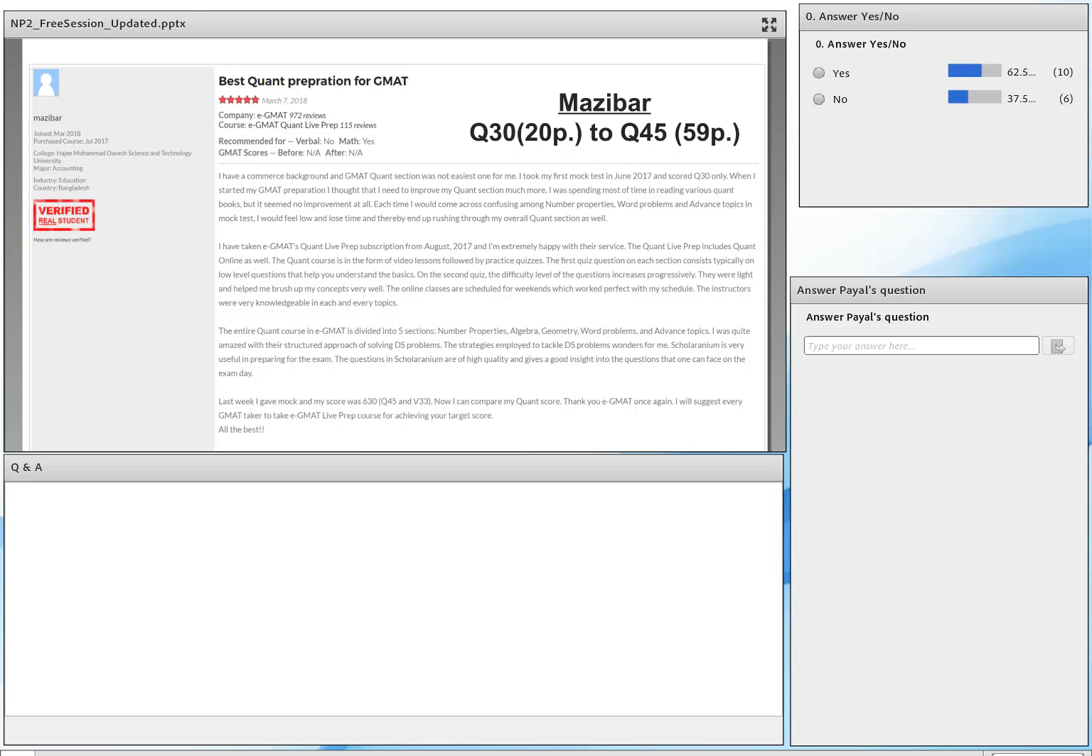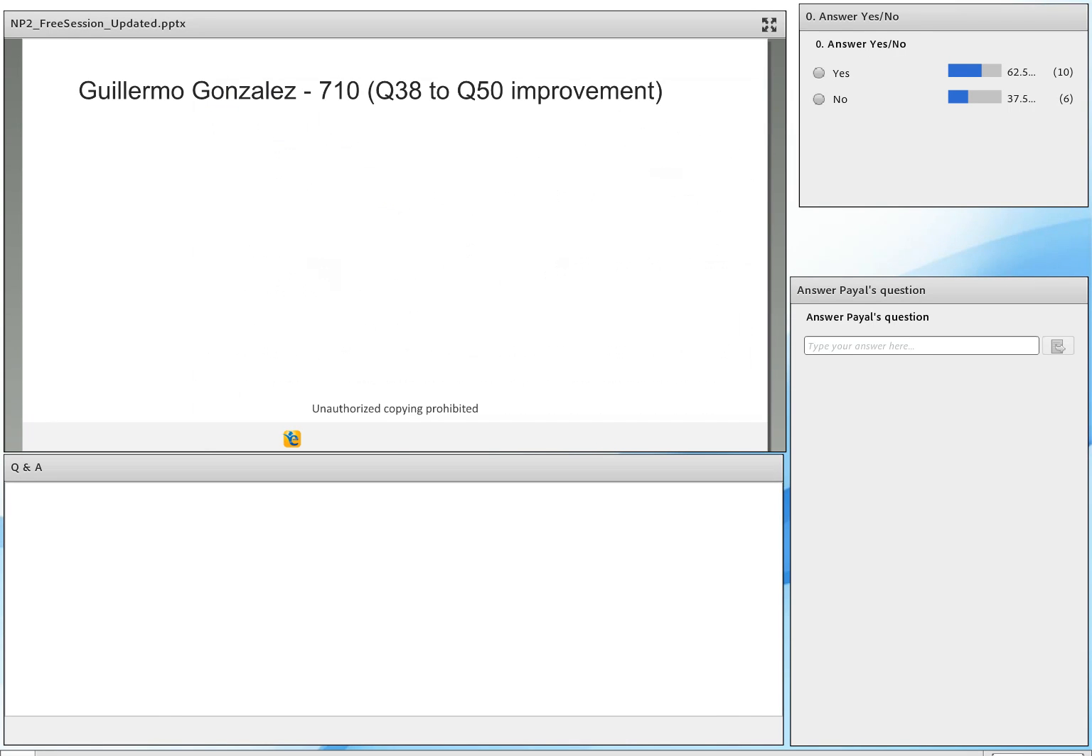Now, because of quizzes that are built into each file, he was able to leverage data to help him. And ultimately, he was able to improve his Quant score to Q45, which is 59 percentile, and that was a huge improvement from his starting score.